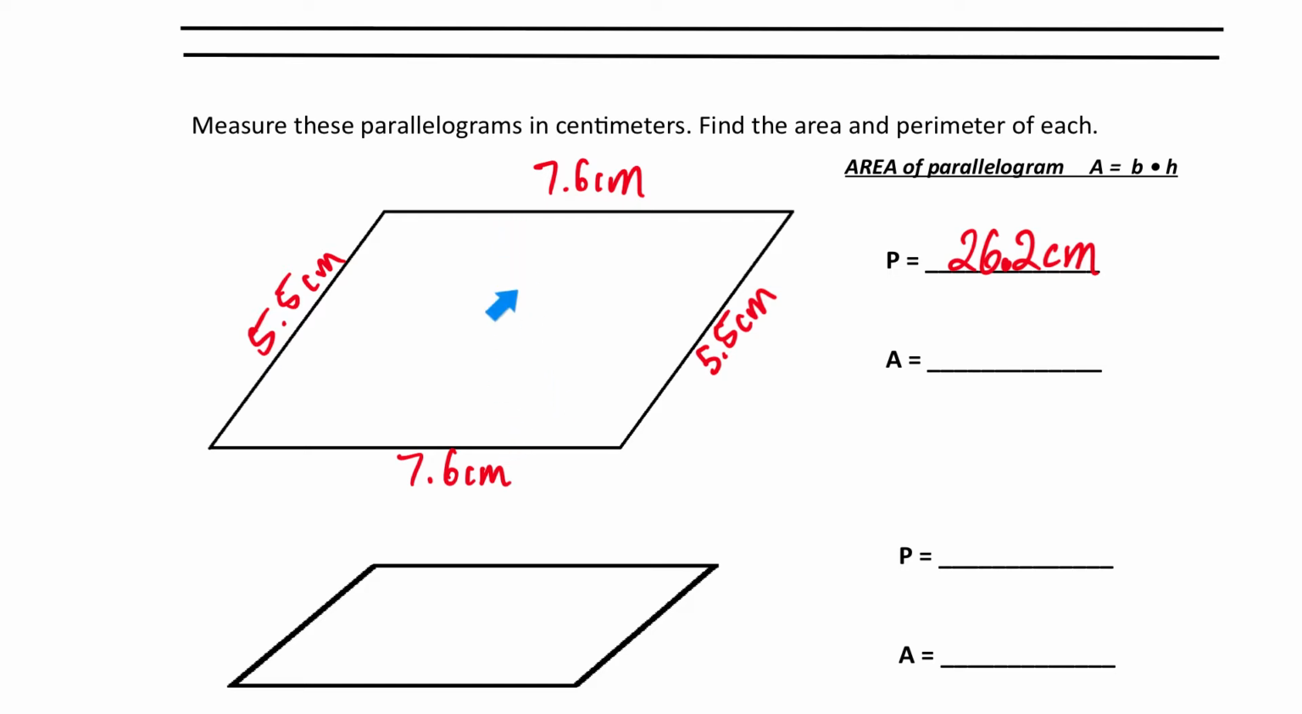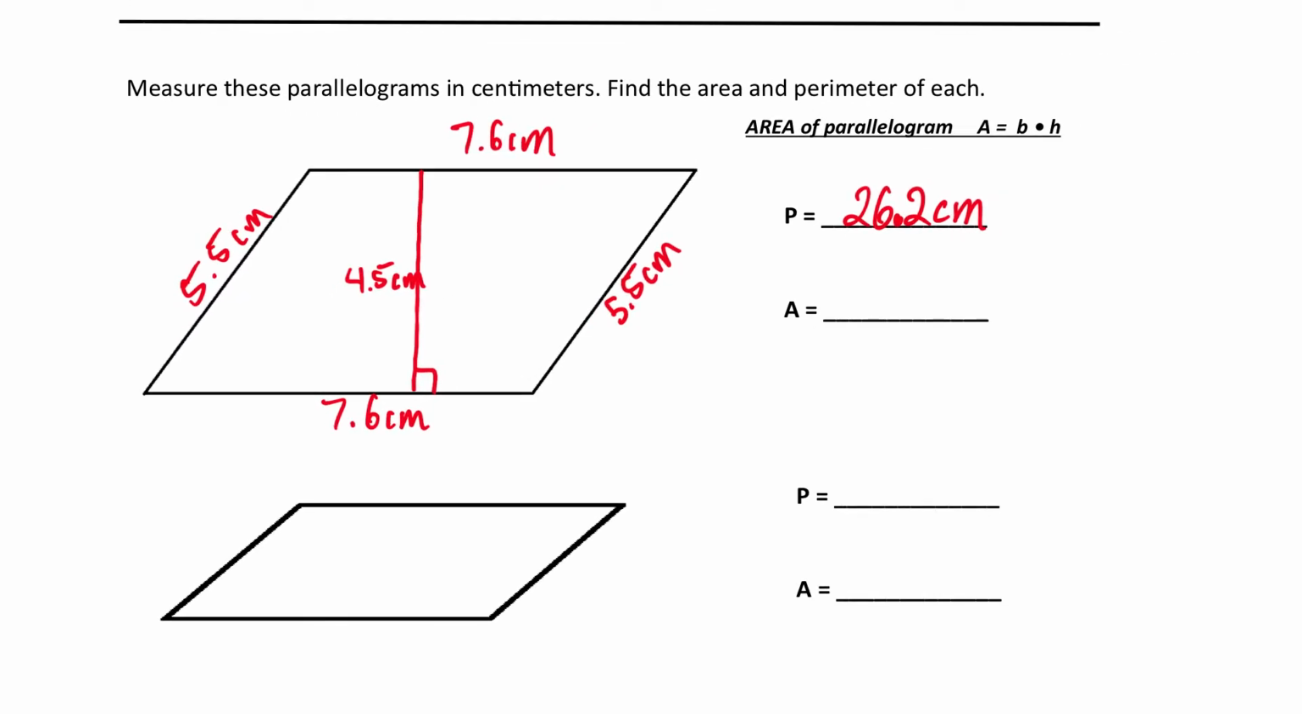So how am I going to find the height of this parallelogram? Yeah, measure directly from base to base. So I need to measure straight up and down between these right here. If I measure straight up and down, what is that? It's about 4.5. Okay? So now to find the area, it's base times height, so it's going to be 7.6 times 4.5, which is 34.2 square centimeters.